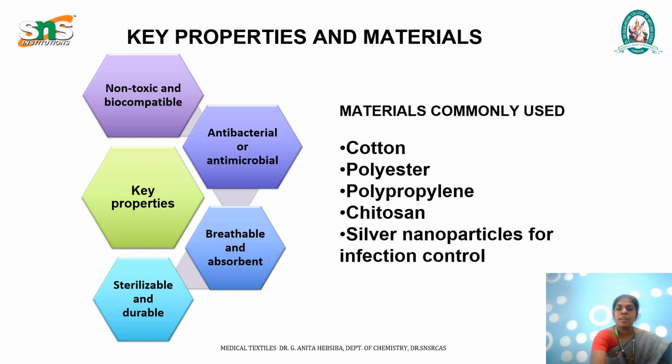Commonly we use certain materials like cotton, polyester, polypropylene, and chitosan, and silver nanoparticles for infection control. These are the commonly used materials with the above said key properties.